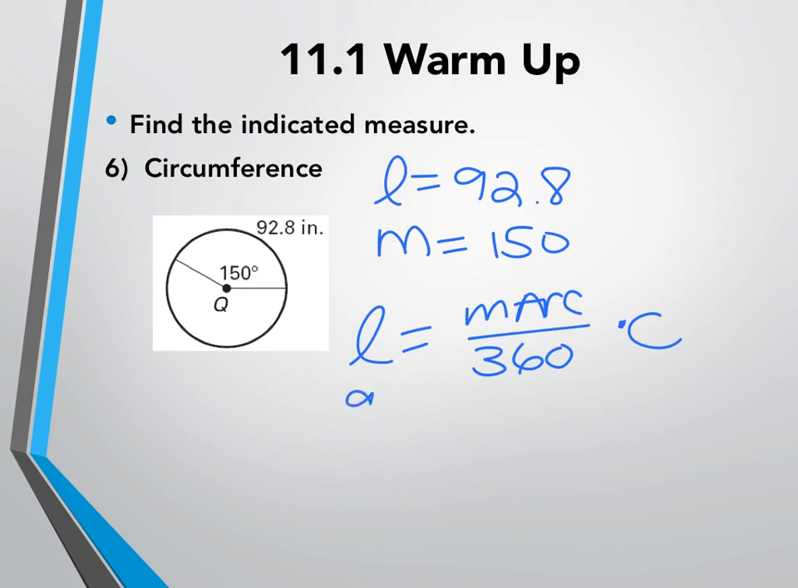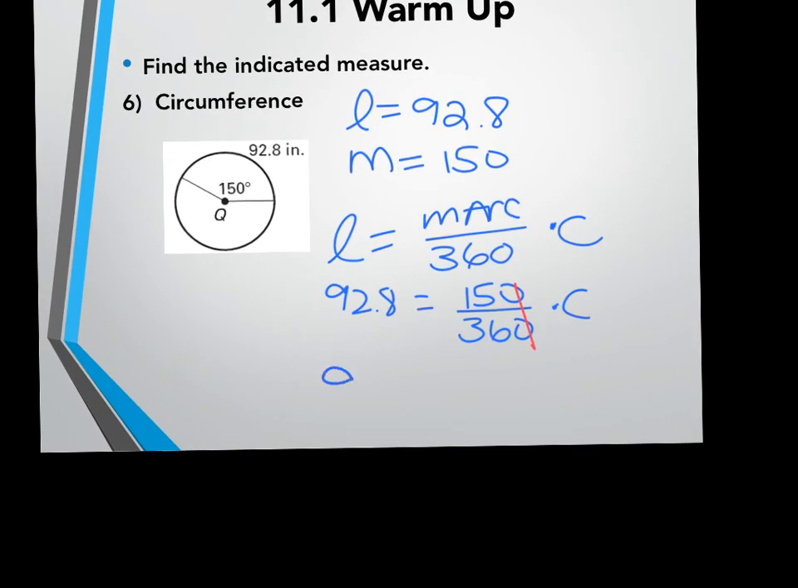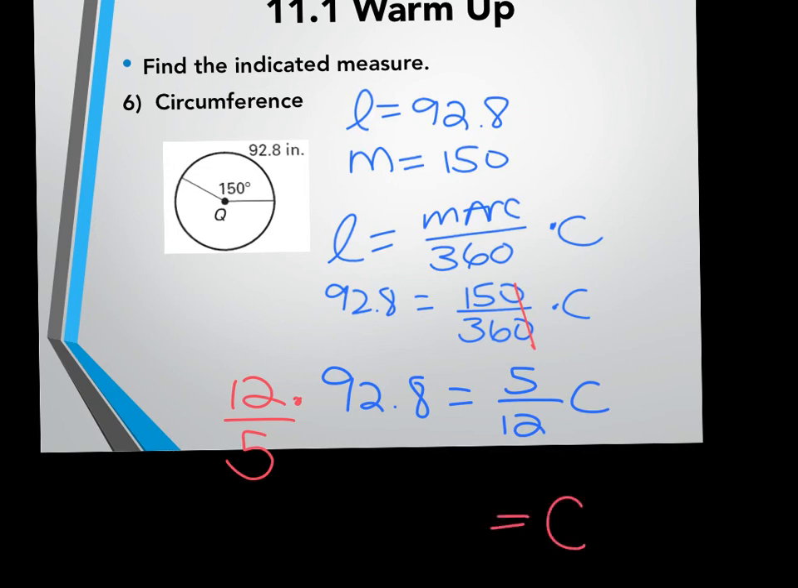So I know the length is 92.8. I know the measure of the arc is 150. I can cross through my zeros. I can reduce it even further. So that could be 5/12 C, and then I multiply by 12/5 over here, and circumference equals 12 times 92.8, which is 1,113.6 divided by 5, 222.7.